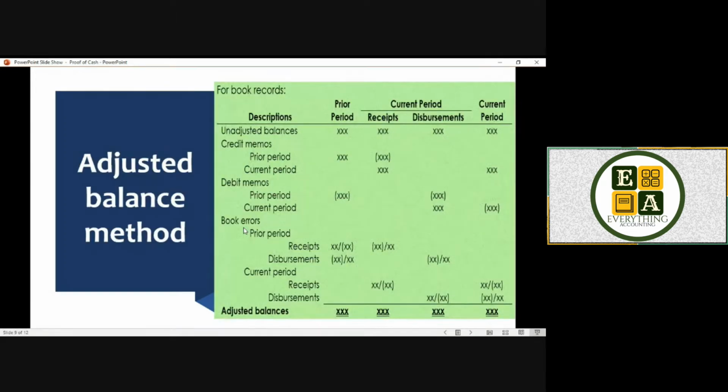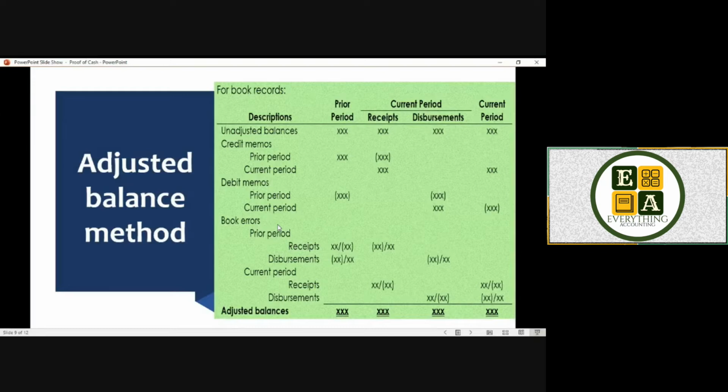So, the adjusted balance method, ganito po yung itsura niya for the book records. So yung prior period and current period na reconciliation, those are normal bank reconciliation only. Okay? So parang ginagawa mo siyang sandwich. So yung tinapay, yung prior and current period, then palaman yung receipts and disbursement. Okay? Receipts and disbursement. Take note, meron pa rin tayong mga credit memos, debit memos, and book errors.